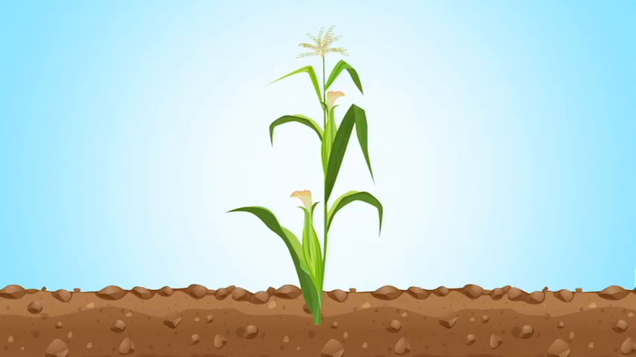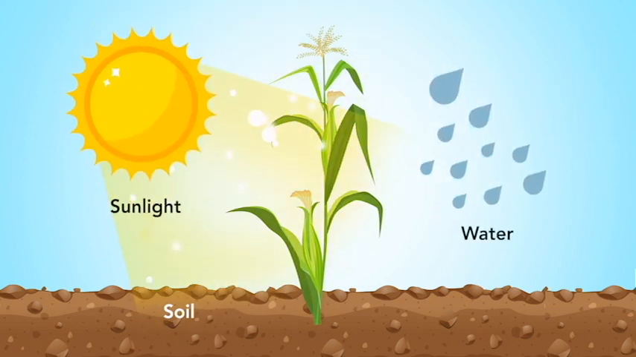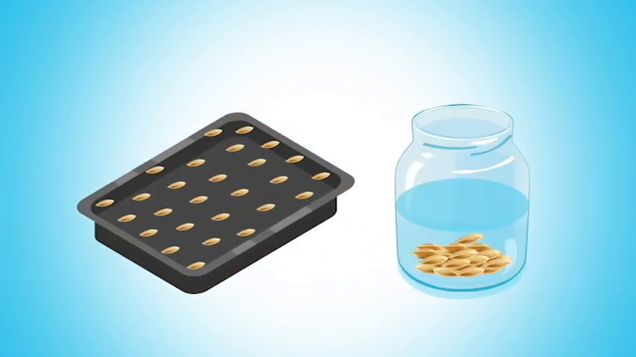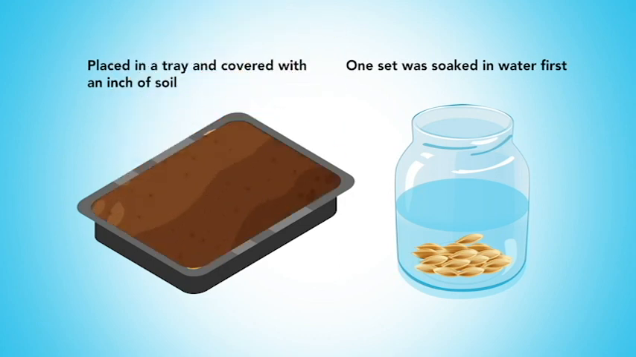Mangustin decided to follow the scientific method. He indicated that he and his sons needed to find out what makes rice seeds germinate best. He stated that maybe moisture is needed because water makes plants grow. He tested his hypothesis by preparing two sets of seeds. One set was soaked in water first, while the other seeds were placed on a tray and covered with an inch of soil.